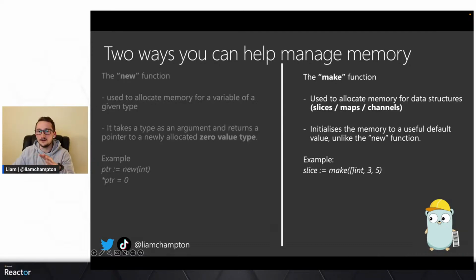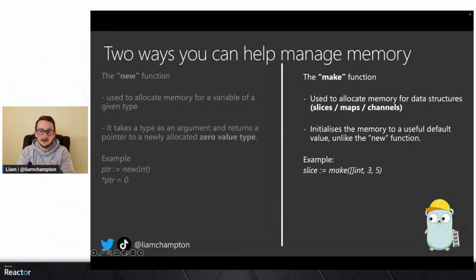Now, the other way that we do this is by using a make function. Now, this is used to allocate data structures, so ones like slices and maps and channels. Okay, those are data structures in Go, and that's exactly what the make function's for. Okay, so it initializes the memory to use a default value, unlike the new function. So the new function provides a 0 value type at the end. This one creates a default value for you.